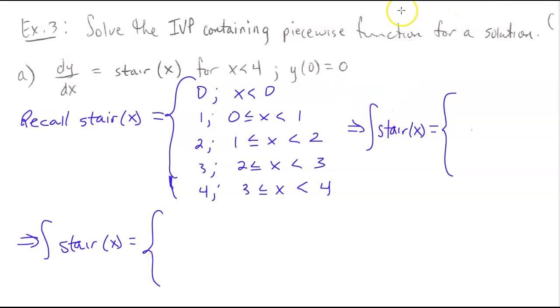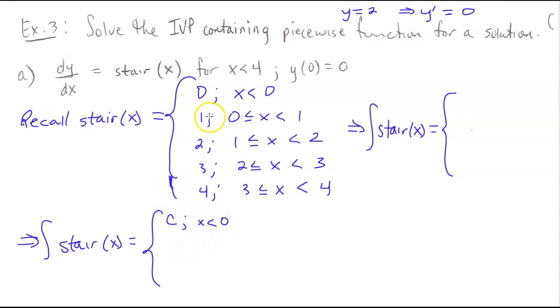So let's think about this for a second. We know that if I was to take the antiderivative of 0, that would just be some constant. For instance, if I let y equal 2, then of course I know that the derivative of 2, or any constant for that matter, would be 0. So here, what we're going to say is let the antiderivative of 0 be c, and that is going to be valid for values of x that are less than 0.